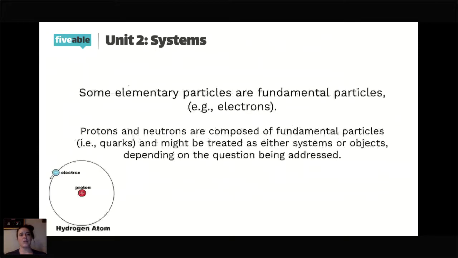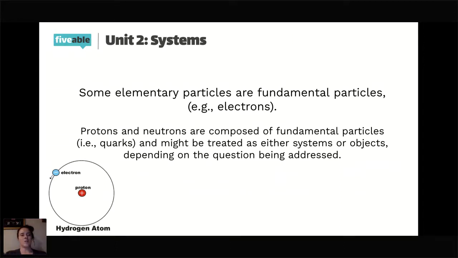All right. Some elementary particles are fundamental particles like electrons. And then sometimes you get protons and neutrons, which are composed of fundamental particles like quarks. Depending on the type of problem, they can either be treated as a system or as an object. Sometimes they'll say the proton is traveling at whatever speed, what is the distance of the proton? We're treating that proton as an object. We don't care about the quarks inside.